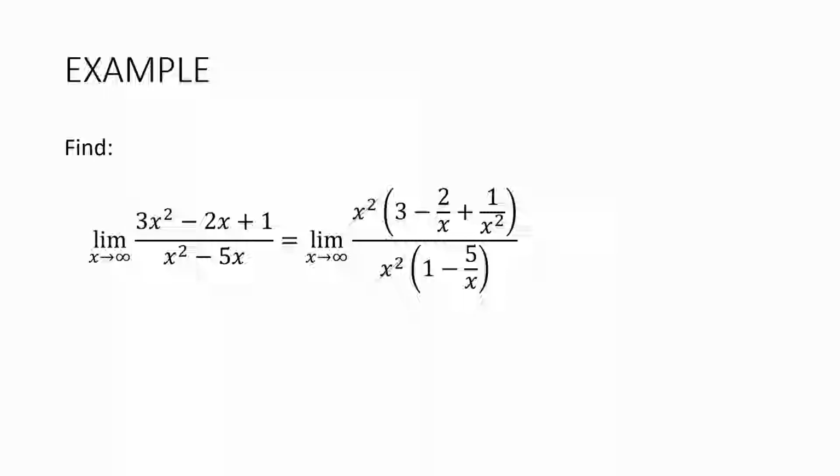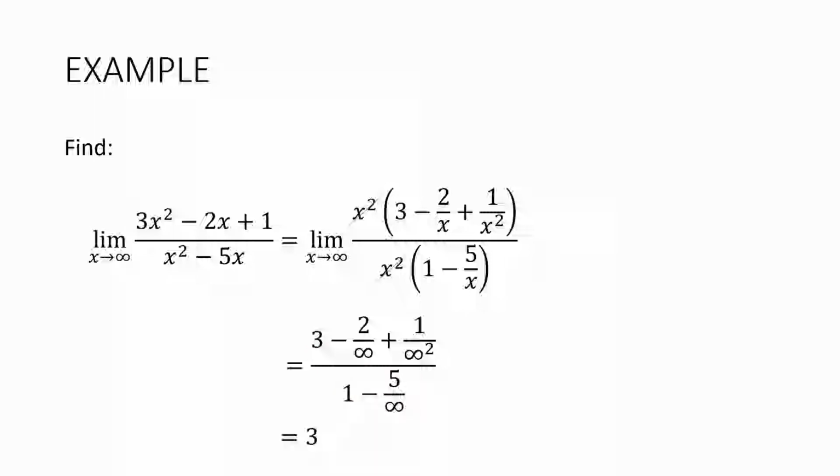And I'm left with this expression here. Now, can you see how all these x's are on the denominator? That means 2 divided by infinity and 1 divided by infinity squared and 5 divided by infinity. What are they? They're all equal to 0. So 0, 0, 0. Can you see what the limit is? 3 over 1, which is 3.